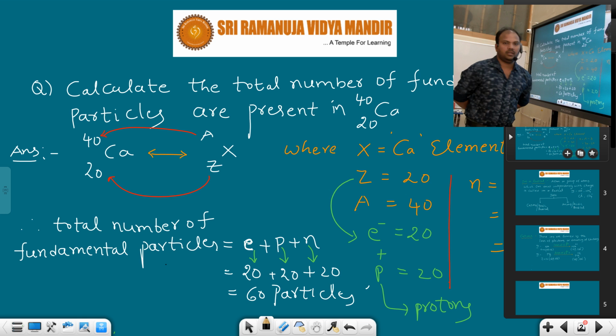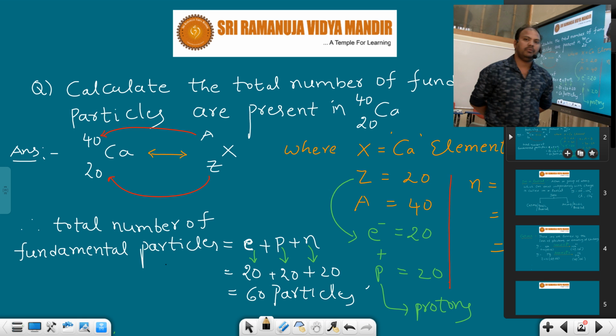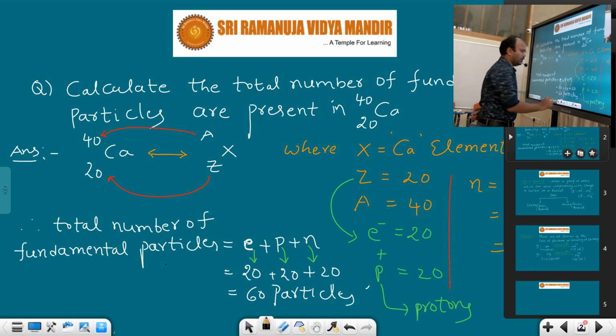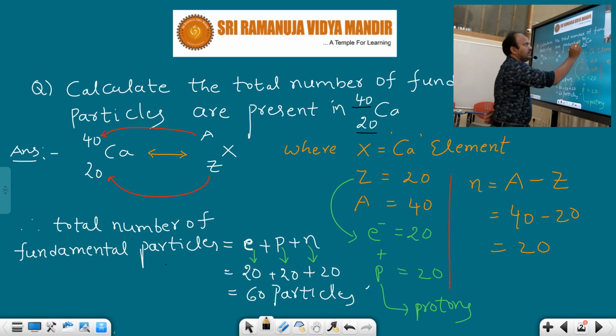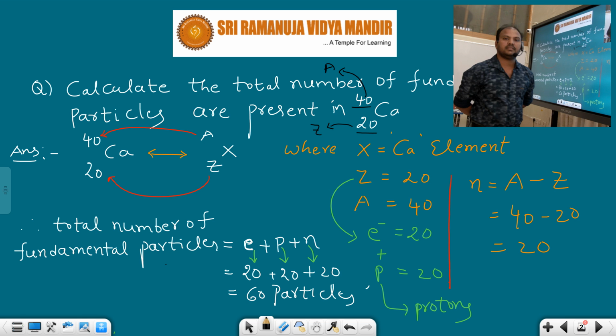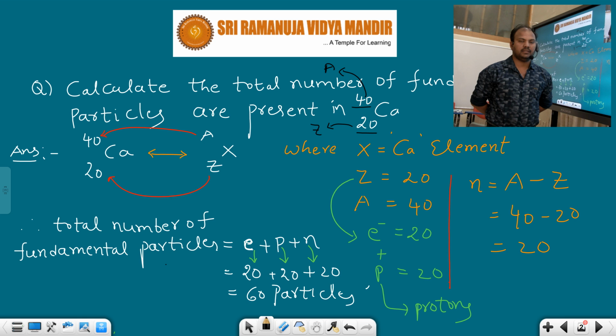Calculate the total number of fundamental particles present in calcium 40, 20. So one element will be given. In that element, you should observe that atomic number will be given as well as mass number. Atomic number is represented by Z, mass number is represented by capital A. Mass number is also called atomic mass. So by using this information, we have to find the total number of fundamental particles.